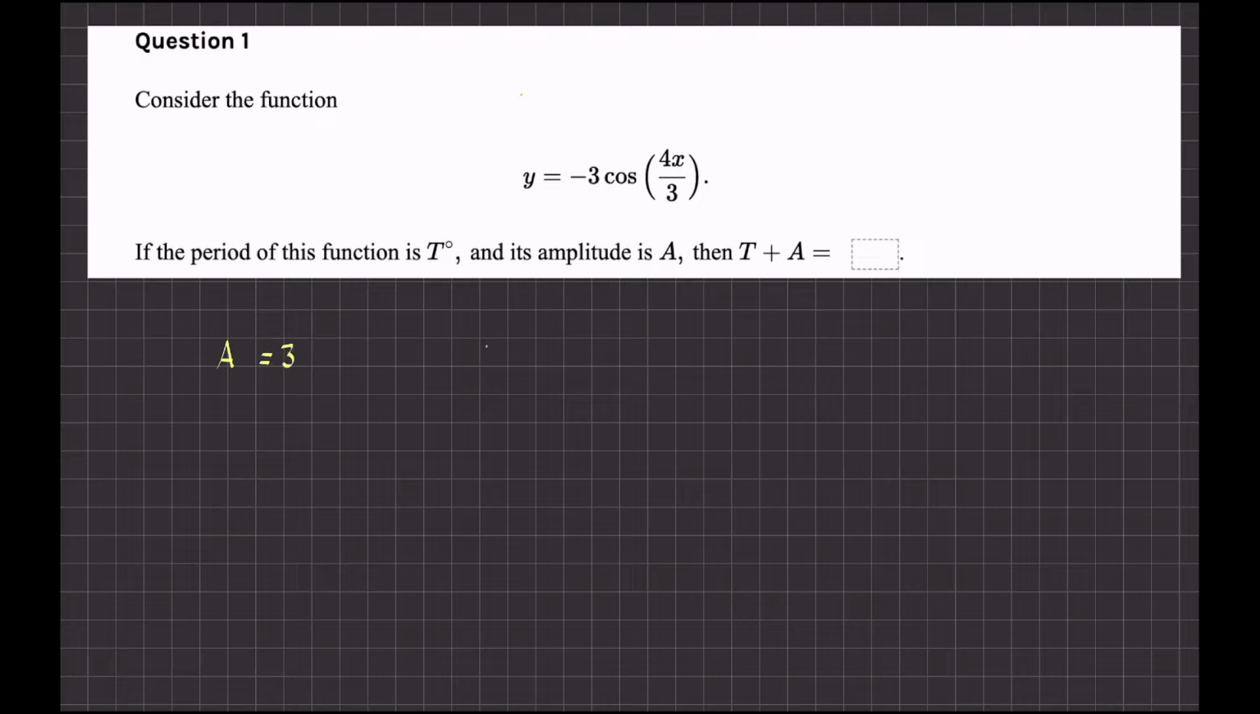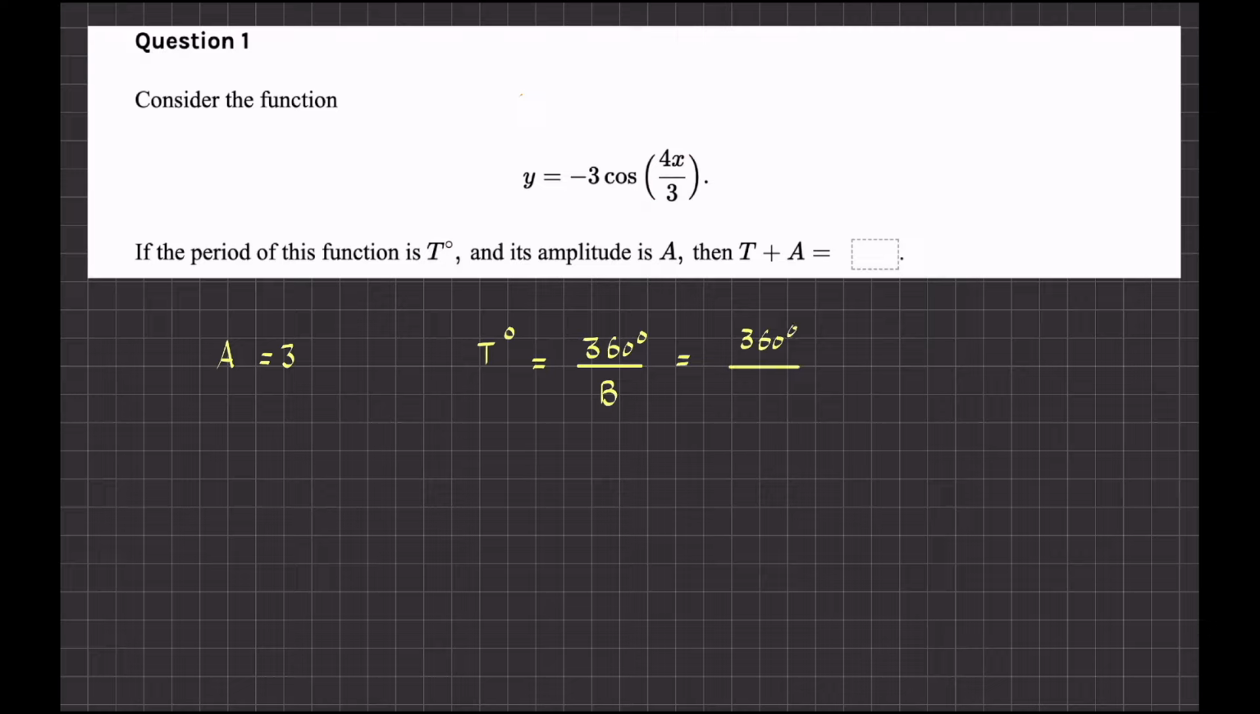But do you remember during the lesson we learned that the period in degrees is equal to 360 degrees divided by b. But what was b? B is the number that is multiplied by your variable x, in this case 4 over 3. So what I will do, I will replace b with 4 over 3.